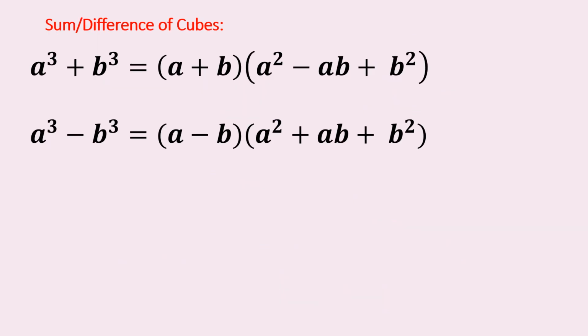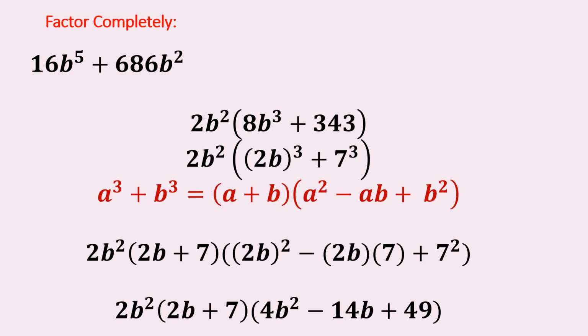This we went over in yesterday's notes, but it's a complicated topic. So we're going to do 2 more examples of sum and difference of cubes. 16b to the 5th plus 686b squared. Is there a GCF? Well, they're both even, so we can take out a 2. And they have at least 2 b's each. So let's take out a 2b squared, divide both of these by a 2b squared, and we get 8b cubed plus 343. Now, when we look at this, we want to use one of the many factoring methods that we know.